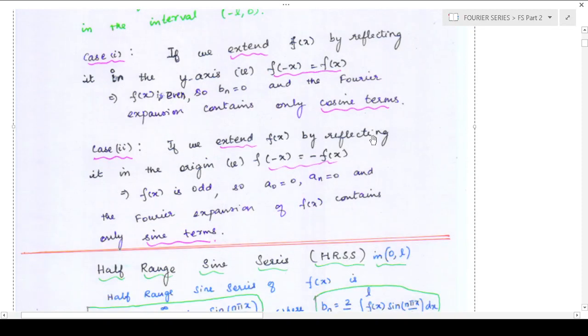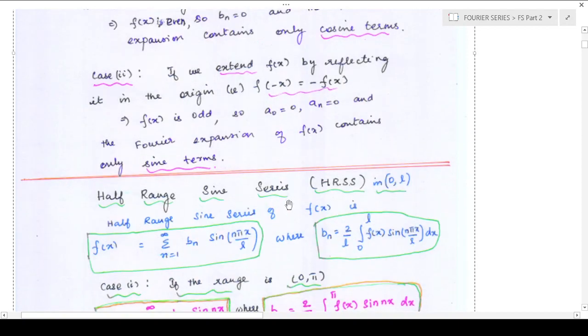If we extend f of x by reflecting it in the origin, that is f of minus x is equal to minus f of x, it will be odd. So a naught and an will be 0. The expansion contains only sine terms. It is said to be the half range sine series.